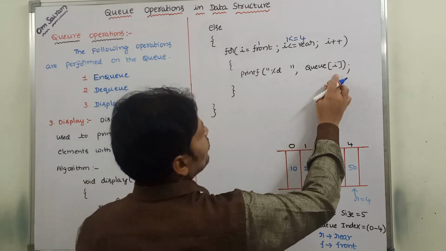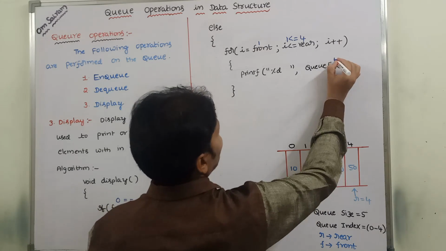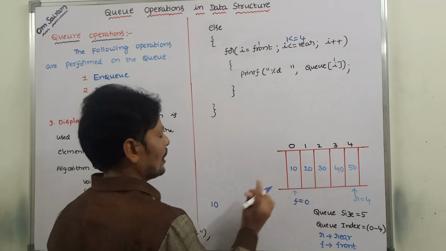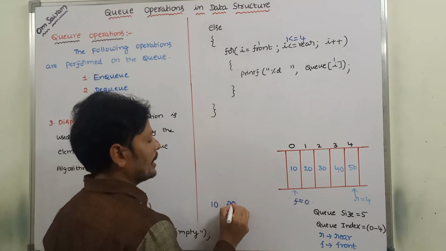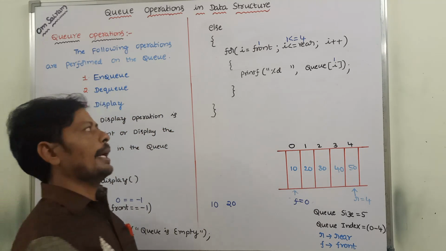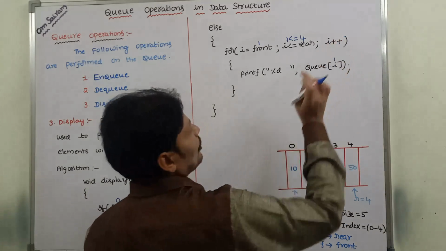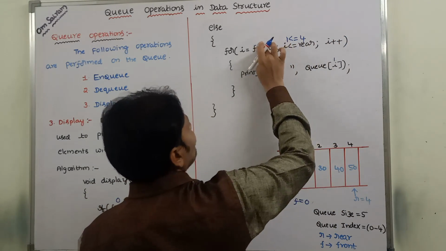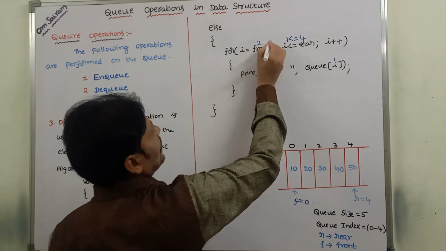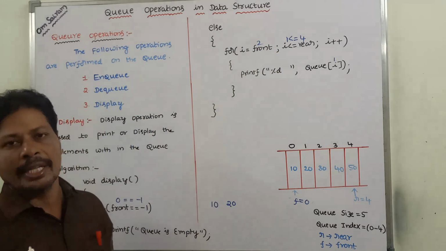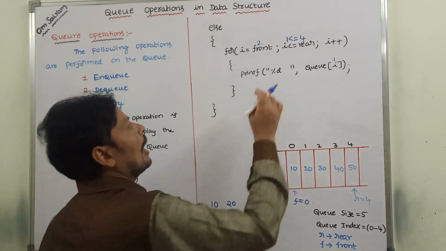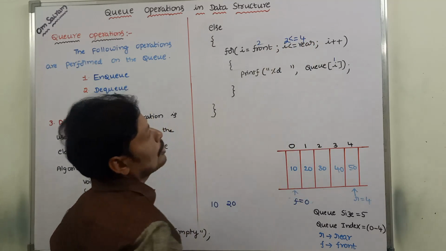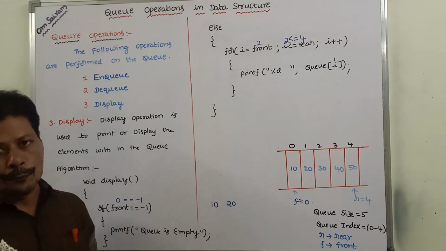Printf percentage d, q of I. I value now 1, q of 1. Q of 1 contains which element? 20. 20 is printed. Again control goes to the for loop. I value is incremented. Now I value is 2, because previously it is 1, it is incremented by 1. So now I less than or equal to rear. Now I value is 2. 2 less than or equal to 4.